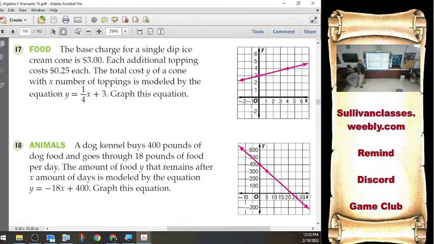Says it's $3 for a cone of ice cream, 25 cents for every additional topping. Boy, is this an old book. Wouldn't that be more like $6 for the ice cream and then another $2 or $3 per topping? Okay, inflation, yo.